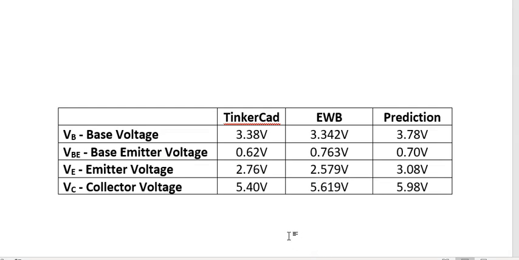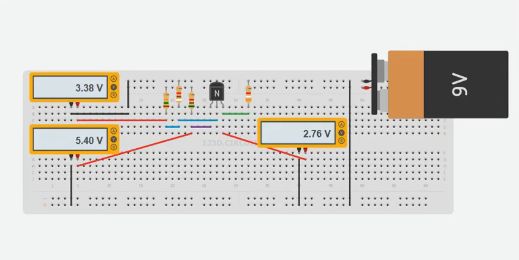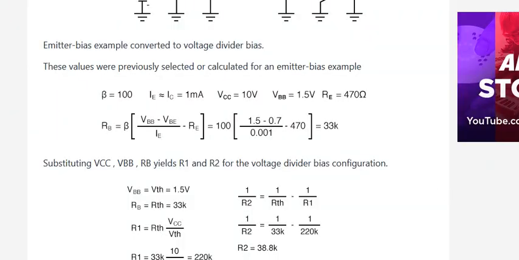So I made a little table, and in the table we have our base voltage for Tinkercad was 3.38, Electronic Workbench was 3.42, and our prediction is 3.78 volts. So our prediction is a little bit on the high side, and if we do a comparison and say 3.78 divided by 3.38, we'll find out we're about 12% high. Now, the reason that we're 12% high is because we take an approximation.